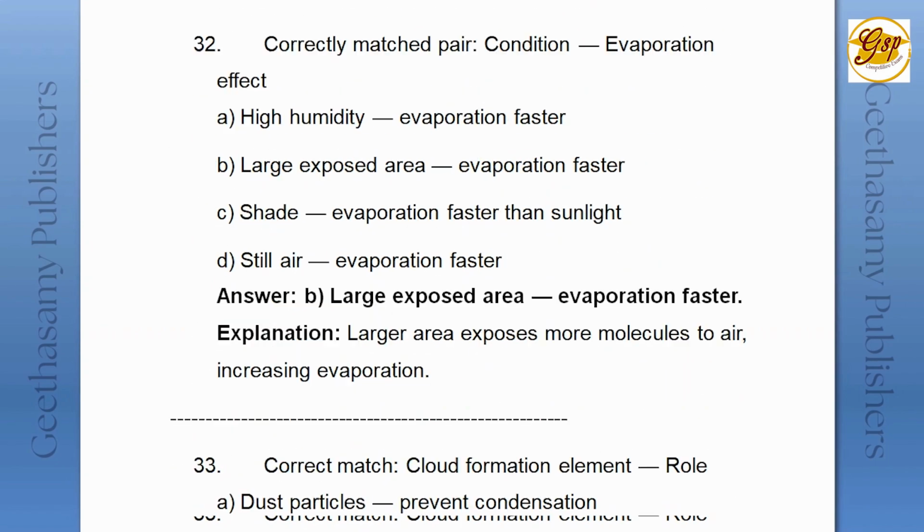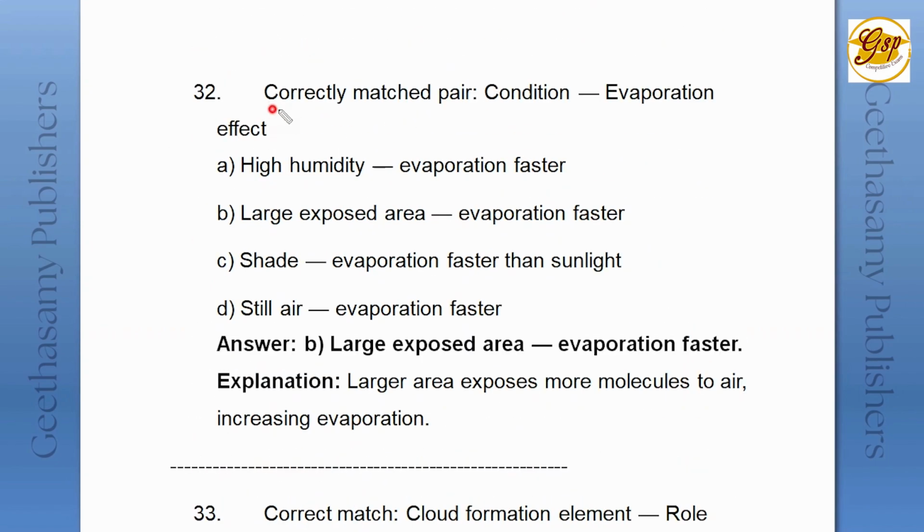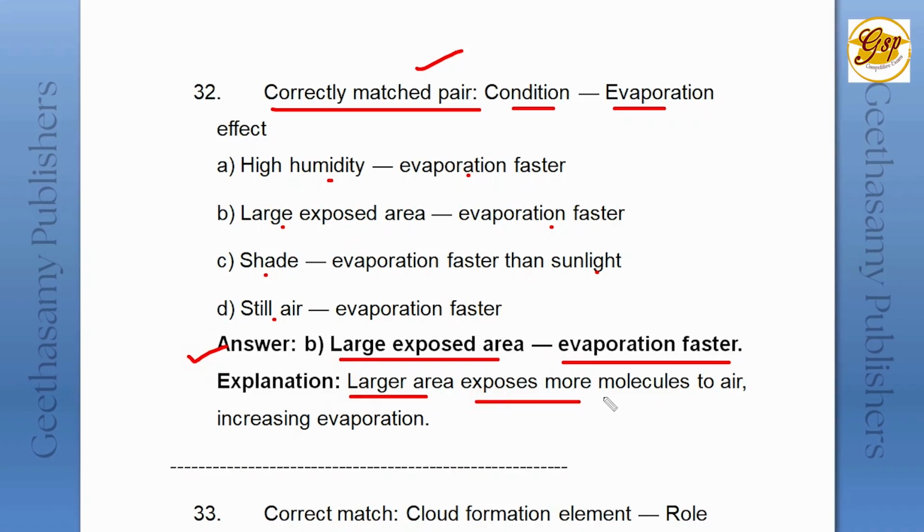And 32nd question. Which is correctly matched, that is, condition and evaporation effect? High humidity, evaporation faster. Larger exposed area, evaporation faster. Shade, evaporation faster than sunlight. Still air, evaporation faster. Here the correctly matched pair is large exposed area, evaporation faster. When the area is large, it exposes more molecules to air and increases evaporation.